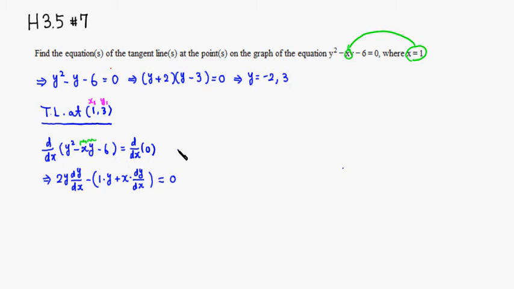So we have that. I'm going to collect all the terms that have dy over dx on one side and everything else on the other side. These two terms both have dy over dx, so I'm going to factor that out. We have dy over dx, and what's left here is 2y.